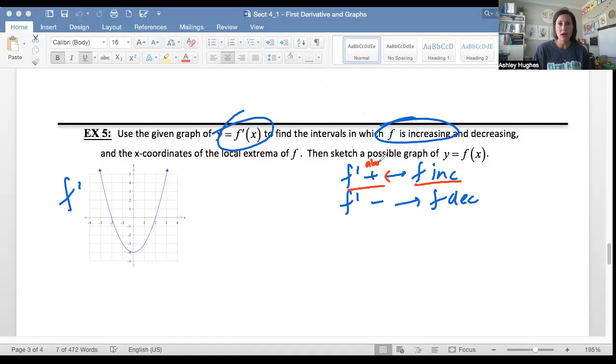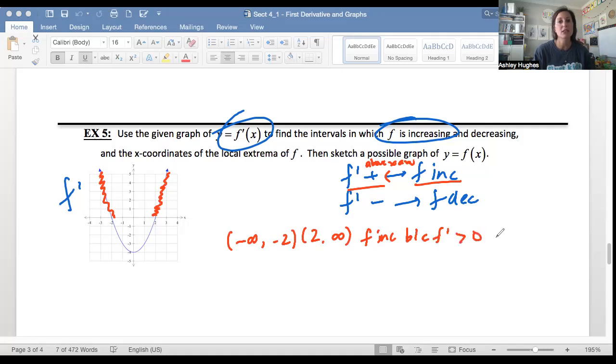Positive means above the x-axis. So the graph is positive here and here. So f prime is positive from -infinity to -2 and 2 to infinity. So f is increasing there because f prime is greater than 0, or positive. And then the function would be decreasing where f prime is negative.